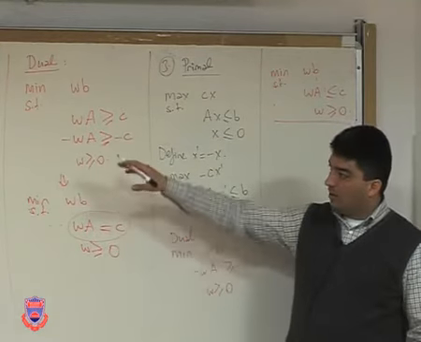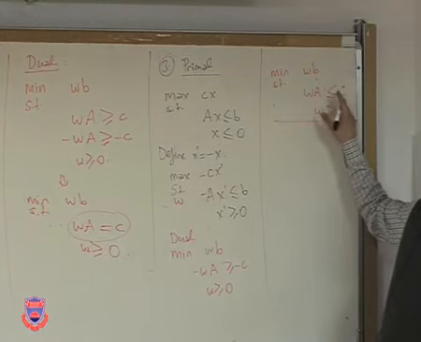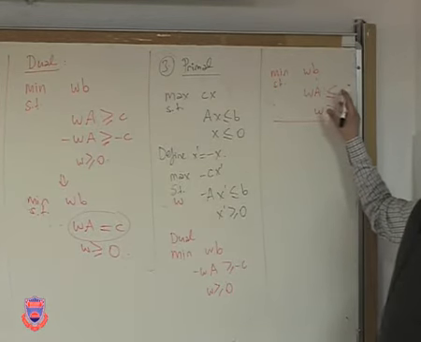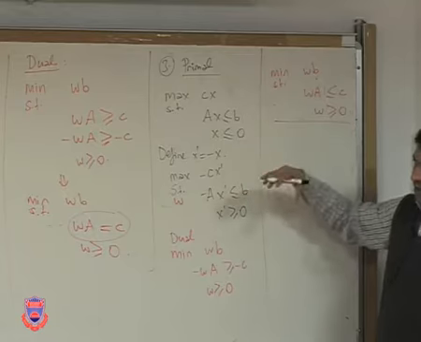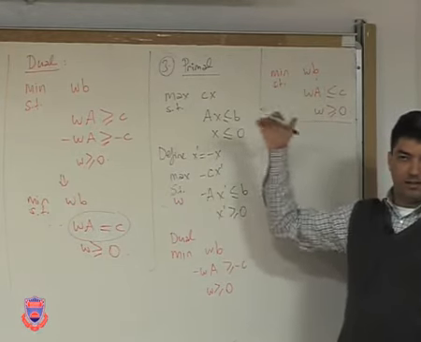Okay? So if I have free variables, then I have equality constraints. If I have non-positive variables, then I have less than or equal to constraints. Okay? So as a result, hopefully you see the relationship between the sign of the primal variable and the type of the dual constraint. Okay?